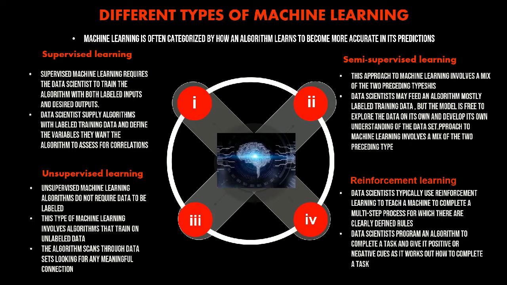Third, unsupervised learning. Unsupervised machine learning algorithms do not require data to be labeled. This type of machine learning involves algorithms that train on unlabeled data. The algorithm scans through the data set looking for any meaningful connection. Fourth, reinforcement learning. Data scientists typically use reinforcement learning to teach a machine to complete a multi-step process for which there are clearly defined rules. Data scientists program an algorithm to complete a task and give it positive or negative scores as it works on how to complete the task.